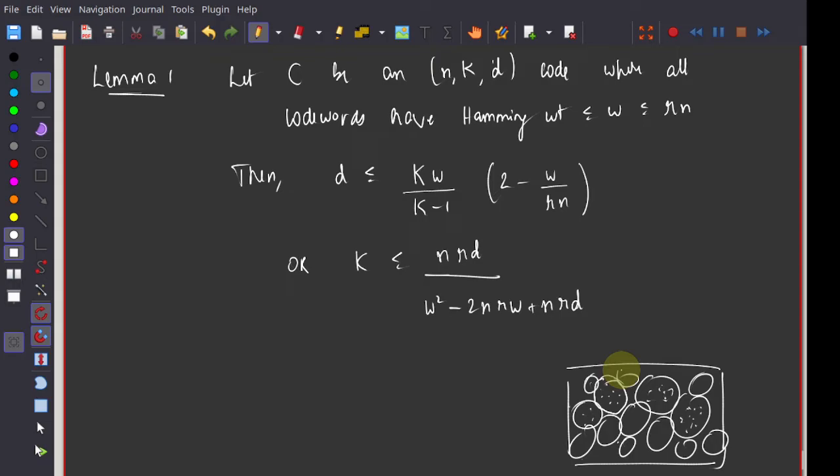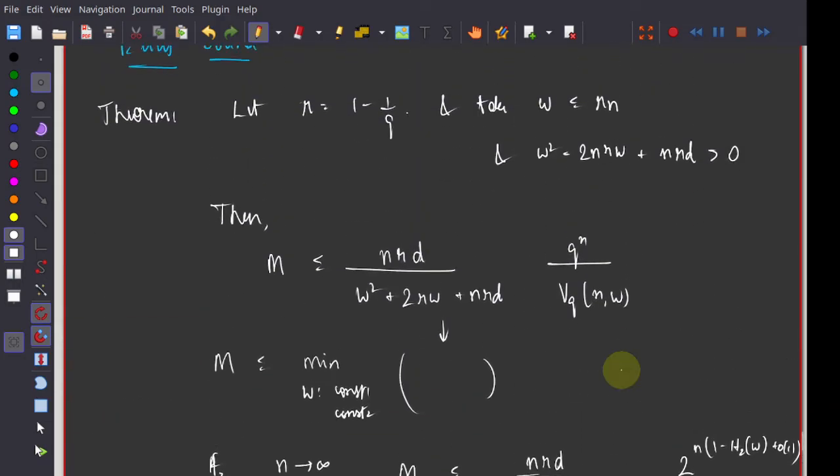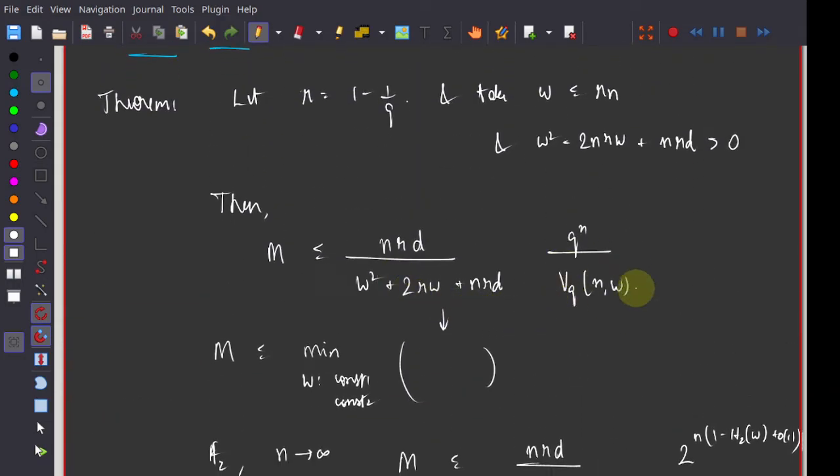Okay, that's the high level picture, and that's exactly what is happening over here. So this is the ball of radius w. I'm saying that within each ball, I can't have these many code words, but the number of balls is q to the n divided by the volume of each ball. So overall, the number of code words can't be any more.